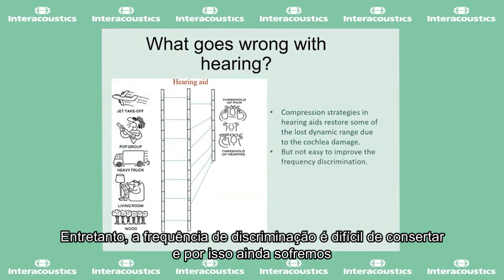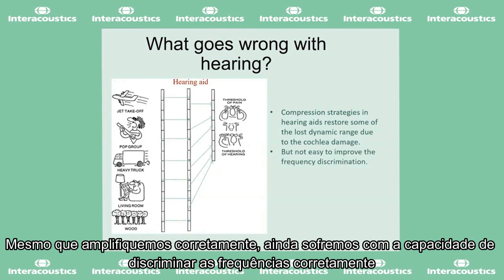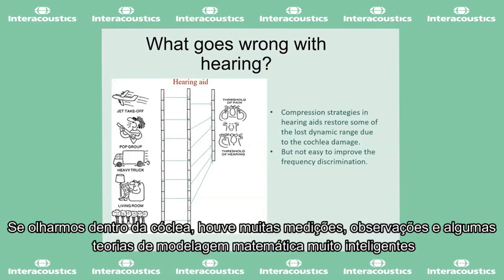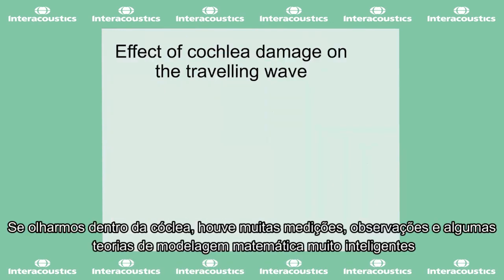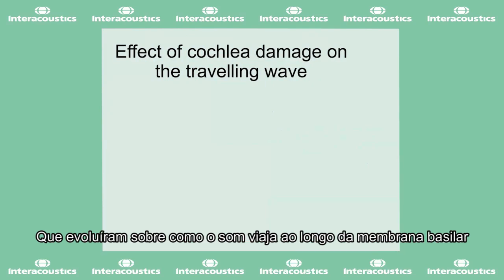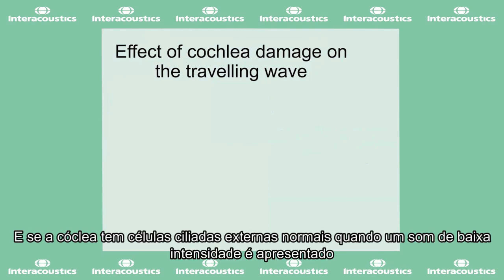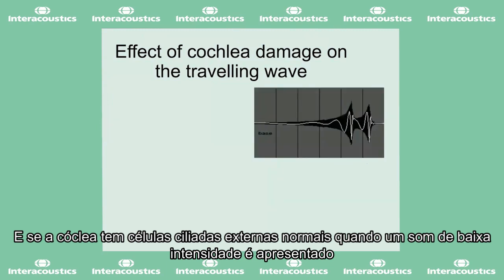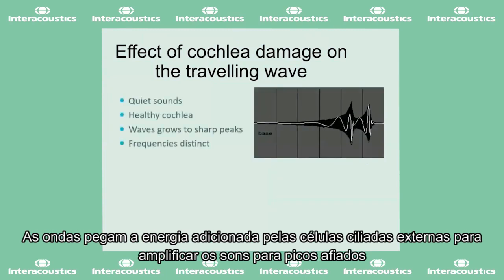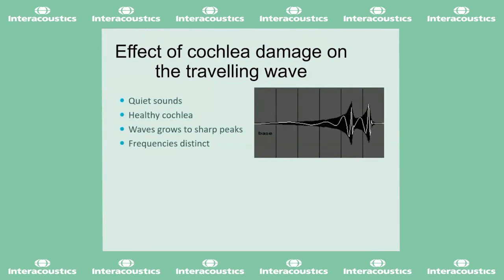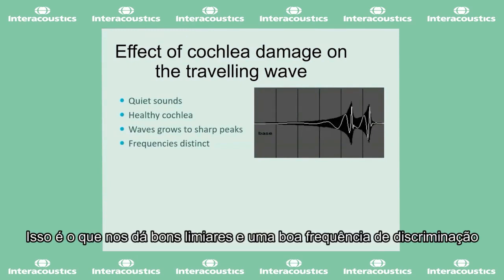And so we still suffer, even if we amplify correctly, with being able to discriminate frequencies correctly. And if we look inside the cochlea, there have been a lot of measurements, observations, and some very clever mathematical modeling theories that have evolved as to how the sound travels along the basilar membrane. If the cochlea has normal outer hair cells, when a quiet sound is presented, the waves get energy added by the hair cells to amplify the sound up to a sharp peak. This is what gives us that good threshold and our frequency discrimination.